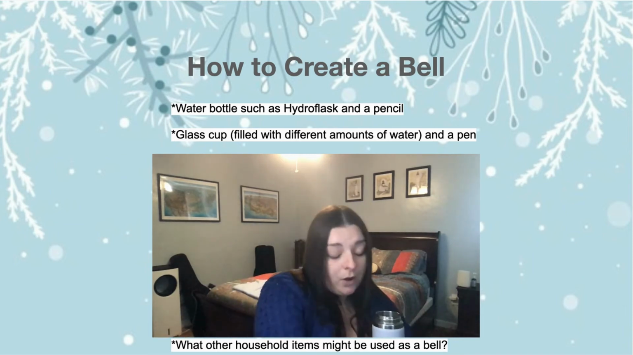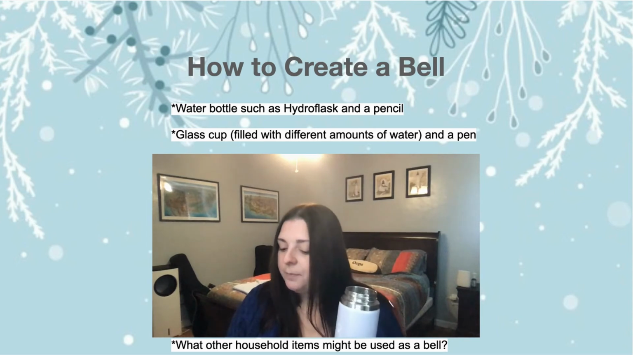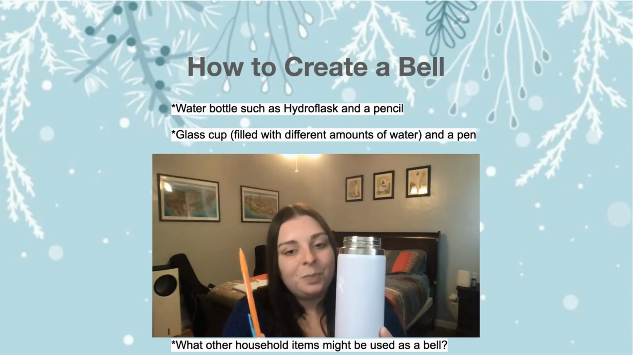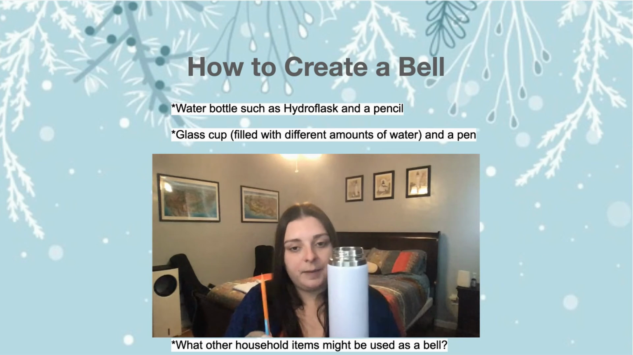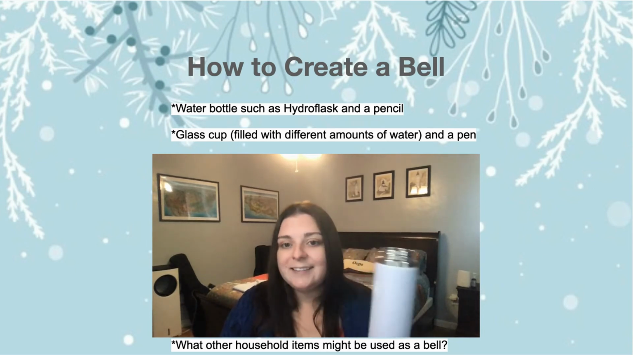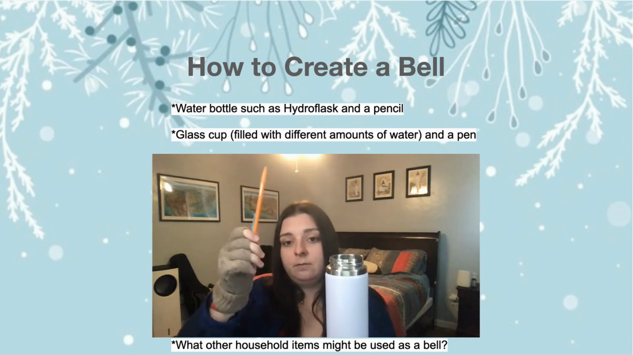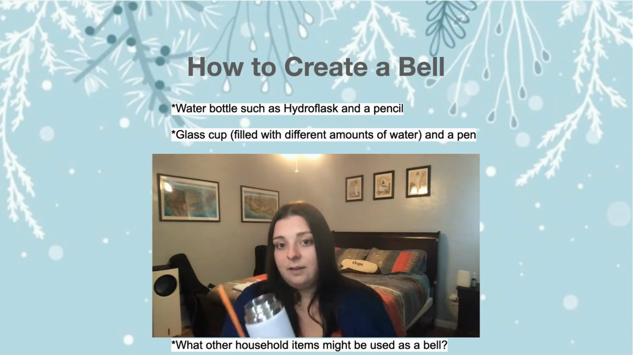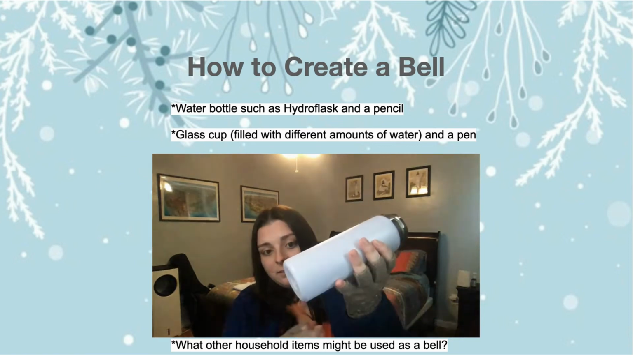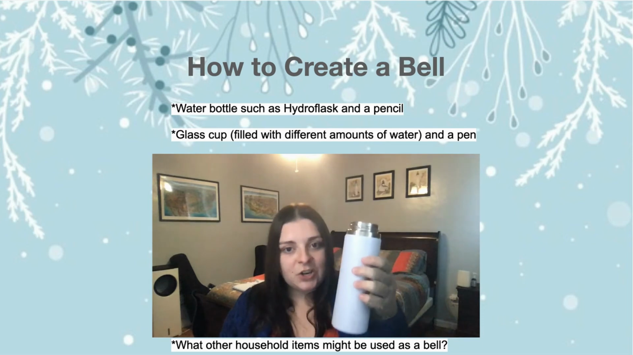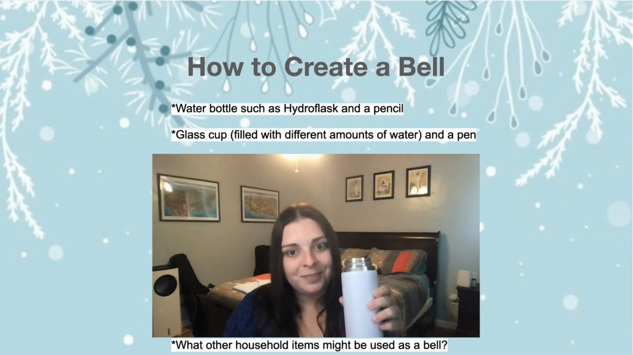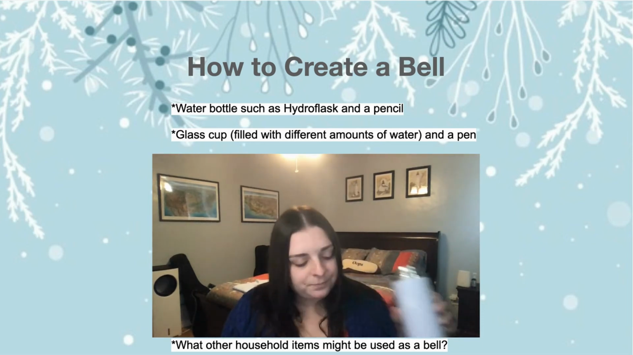I'm going to take the top off of it and I'm going to pick up my plastic pencil. So when I hit the bottle, it's going to make a sharp tin-like sound, just like a bell. Let's listen. You can try hitting the bell in other ways. Let's see if we hit it on the bottom. We get lots of different sounds just with this one household instrument. So that is one way that we can create a bell.